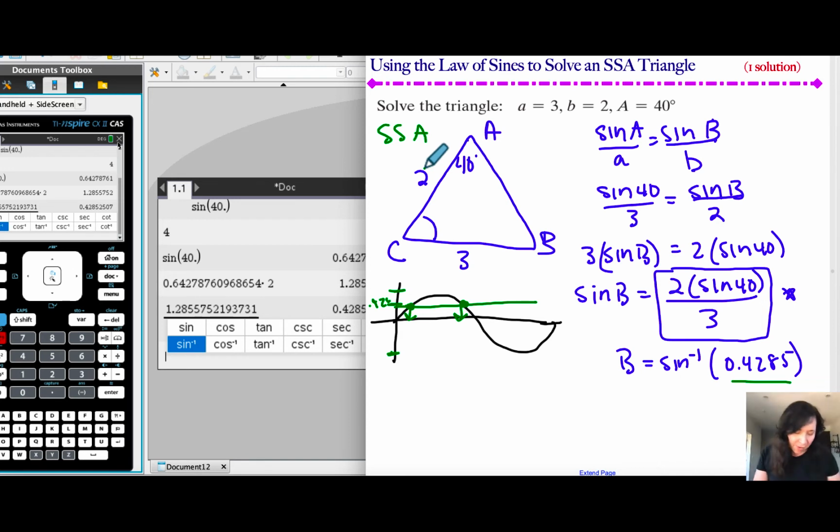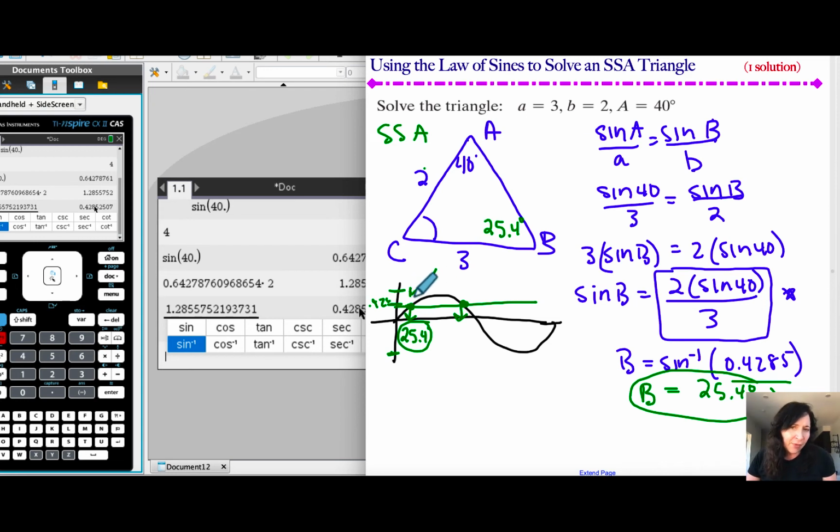Anyway, I'm going to go arc sine on my calculator, 0.4285. I'm going to hit enter, and I get 25.4. I'm going to round to the nearest tenths. So when doing this, I ended up getting angle B is equal to 25.4 degrees. That tells me that this value is 25.4 degrees, and what I just found was this angle right here.